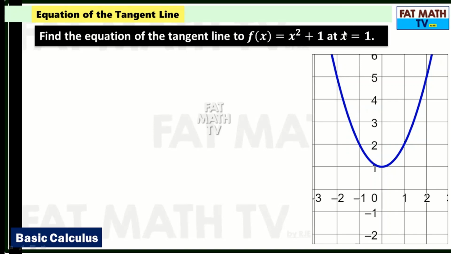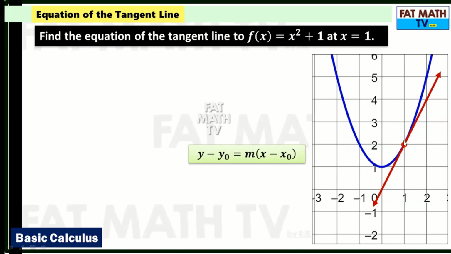At x equals 1, this is the part of the graph at x equals 1. So how does the tangent line look like? It looks like that. So what is the equation of this tangent line to this parabola at x equals 1?